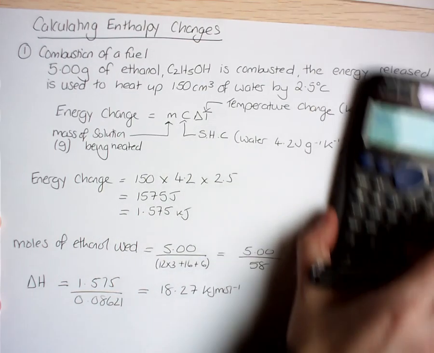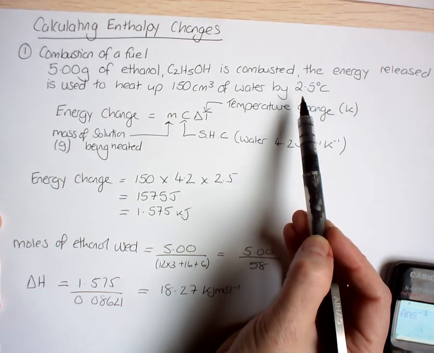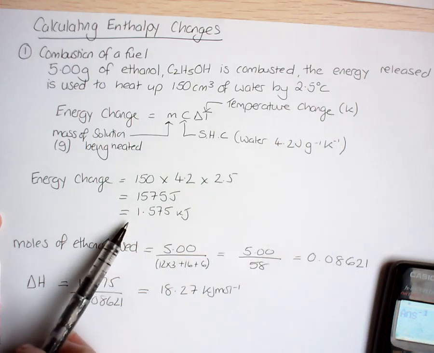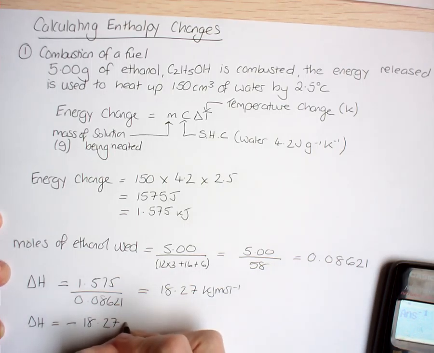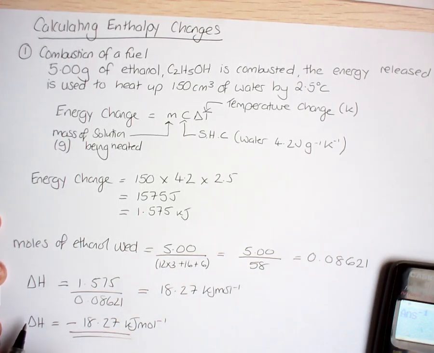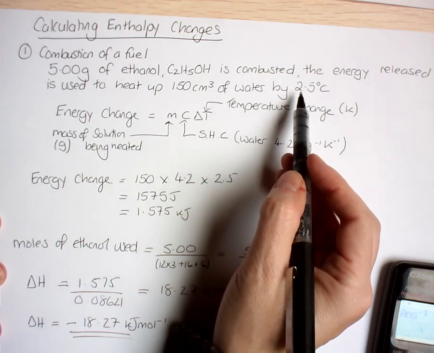Now the last thing I need to think about, if this is a positive change in energy, my temperature increased. That means my reaction is exothermic. This is a positive change in energy in terms of heat energy being released. However, my delta H value is negative because delta H is a change in energy of the system. Energy is being lost because the temperature of the surroundings has increased.